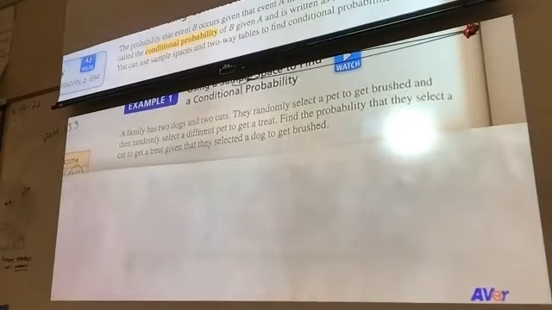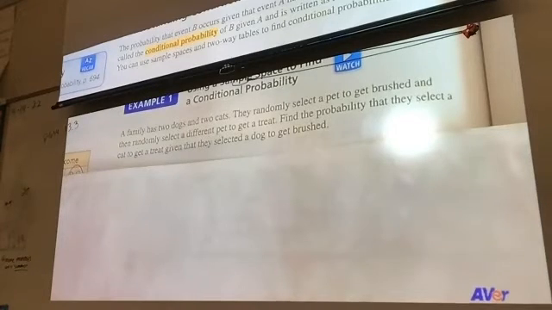A family has 2 dogs and 2 cats. They randomly select a pet to get brushed, and then randomly select a different pet to get a treat. That's a weird setup. I don't know why you would only give a treat to one and only brush one, but that's what we're doing. We're playing favorites. Find the probability that they select a cat to get a treat, given that they selected a dog to get brushed.